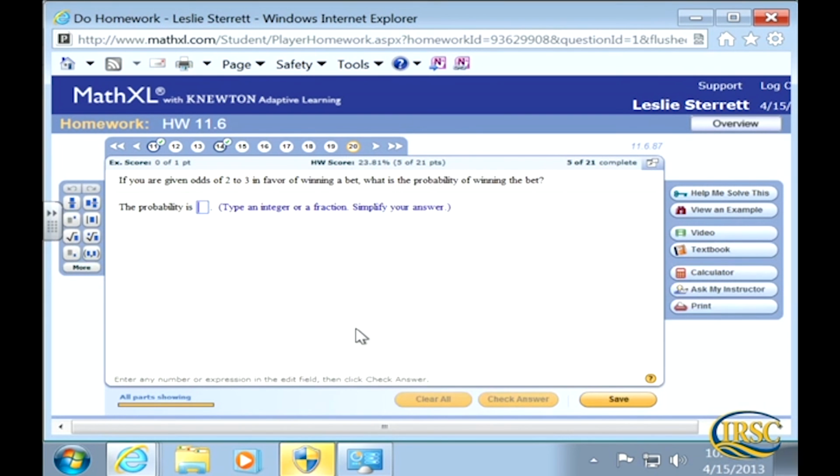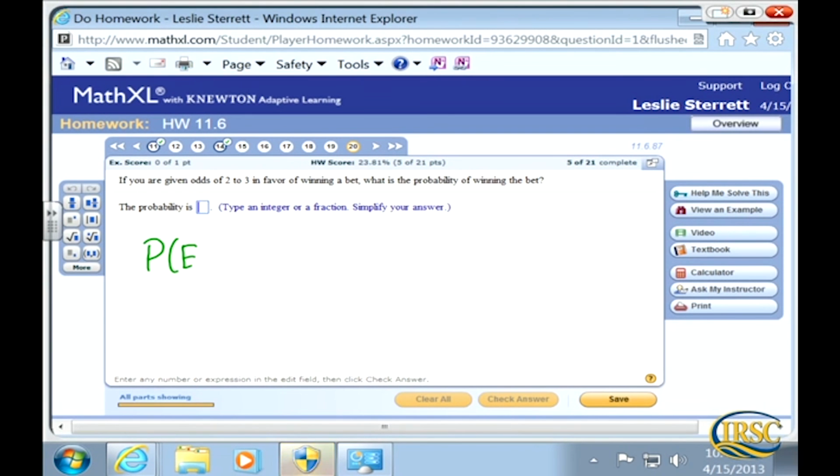Well done. Okay, if you are given odds of 2 to 3 in favor of winning a bet, what is the probability of winning the bet? Okay, so this time you're given odds and you need to find probability. So what was the formula for that? Yes, the A over A plus B. Good. Were we given odds in favor? Yes, because that's what we need for this formula. So the first number is your A and the second number is your B. So odds of 2 to 3 means that we plug in 2 over 2 plus 3, and that gives us 2 over 5. So the probability of winning the bet is 2 over 5, where the odds are 2 to 3.